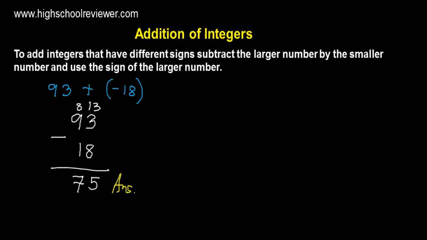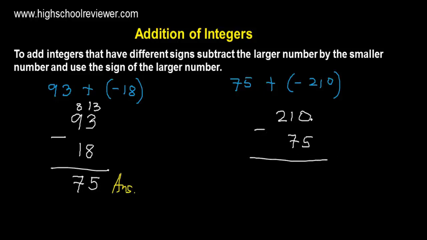And let's have another example. We have positive 75 plus negative 210. We will subtract the larger number by the smaller number. The larger number here is 210. This will be 210. And the smaller number is 75. And then do not forget the minus sign. 0 minus 5. This cannot be. We have to borrow 1 from 1.